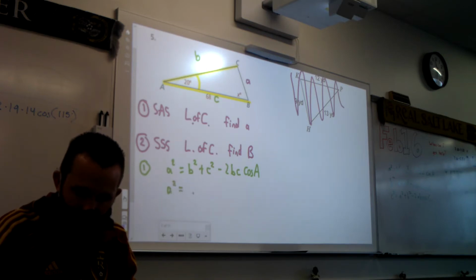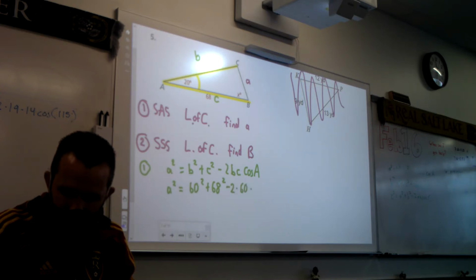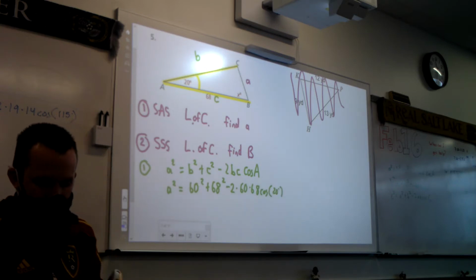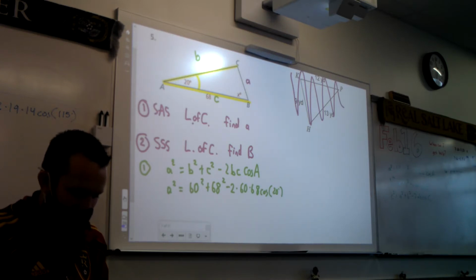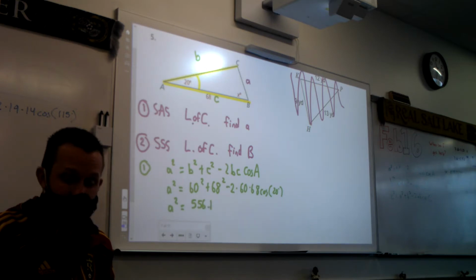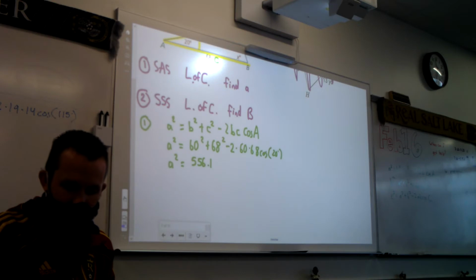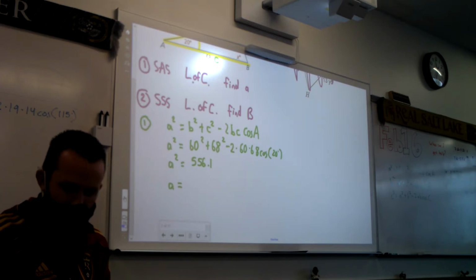So A squared is equal to 60 squared plus 68 squared minus 2 times 60 times 68 times the cosine of angle A, which is 20 degrees. And when I did that, I got 556 for A squared. Can someone confirm that? Yes, 556. Then, to get just plain old A, I'm going to take the square root of that, and I got 23.6.